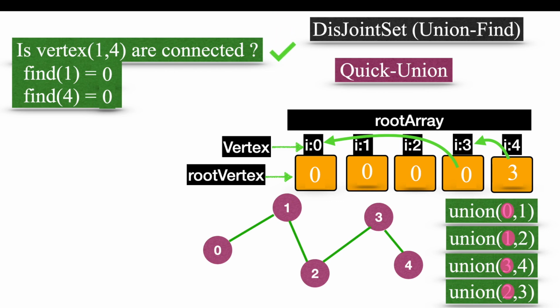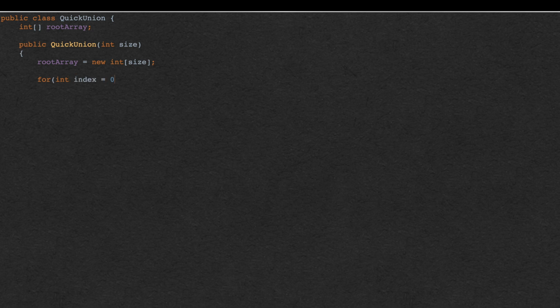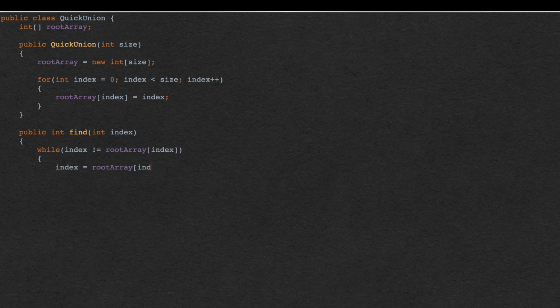So this is how quick union works. Let me walk through the code. Initially we take a root array. The size of the root array is initialized within a constructor. The size is equal to the number of vertices, and initially every vertex is independent, so root of index is equal to index. Now the find method is going to return the root. For find of index, if index is not equal to its value, we move on to its parent. Finally we return the root index.